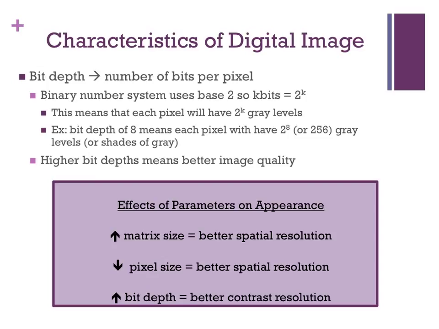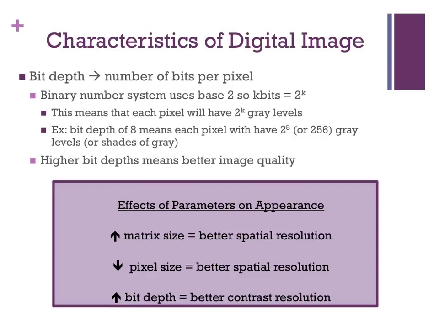Another factor of a digital image is bit depth, and this is the number of bits per pixel. The binary number system uses a base 2, so k bits equals 2 to the k power. And this just means that each pixel will have 2 to the k power of gray levels. So for example, a bit depth of 8 means that each pixel will have 2 to the 8 gray levels, or 256 shades of gray. The higher the bit depth means a better image quality.